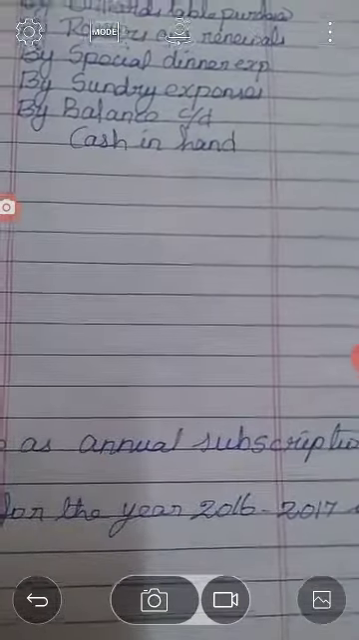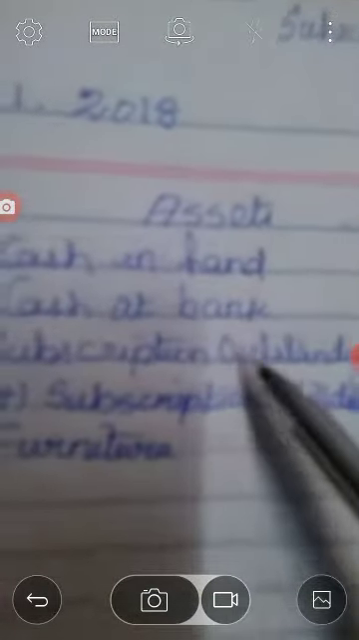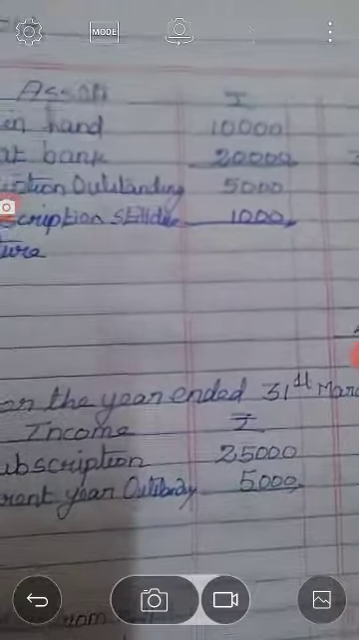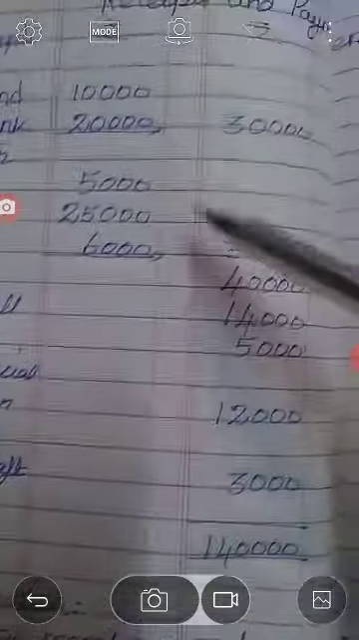So in the adjustment, the subscription still due but not received for 16-17 is 1,000. So it should be related to the previous year. These two amounts should be shown on the asset side. So subscription outstanding is 5,000 plus still due 1,000. You have to add them, 6,000. These two amounts should be shown on the opening balance sheet.